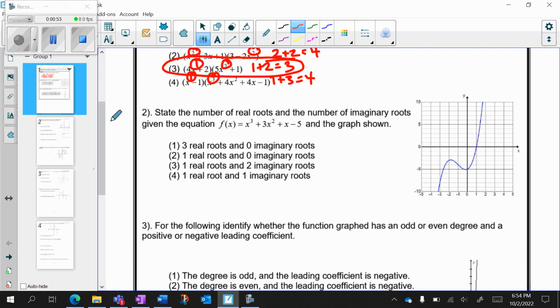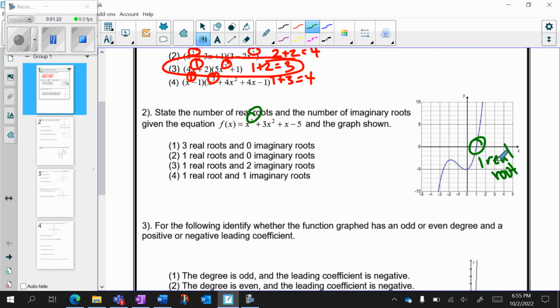Number 2, state the number of real roots and the number of imaginary roots given the equation f of x is equal to x cubed plus 3x squared plus x minus 5 and the graph shown. So if you notice on the graph, it only intersects the x-axis once, which means there's one real root. Because the degree is 3, I know I'm going to have 3 total roots.